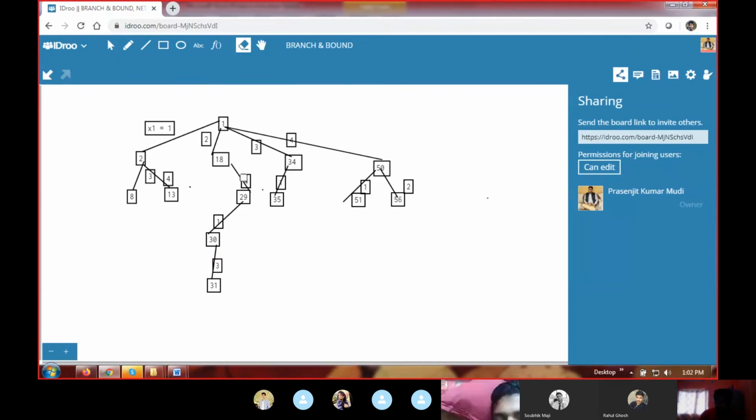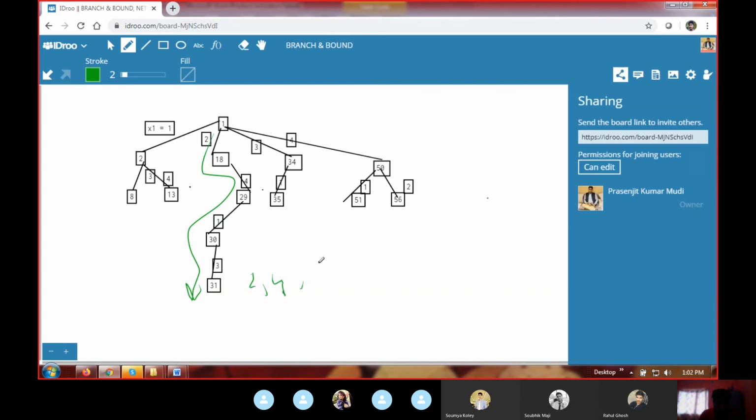So we can find a path which can reach us to the leaf node. 31 is a leaf node. So this is a possible solution. And what is the solution? We have found the solution is a 4-tuple: 2, 4, 1, 3. This is a possible solution. If I place 2 4 1 3, then all the queens will be placed such that they will not attack each other.